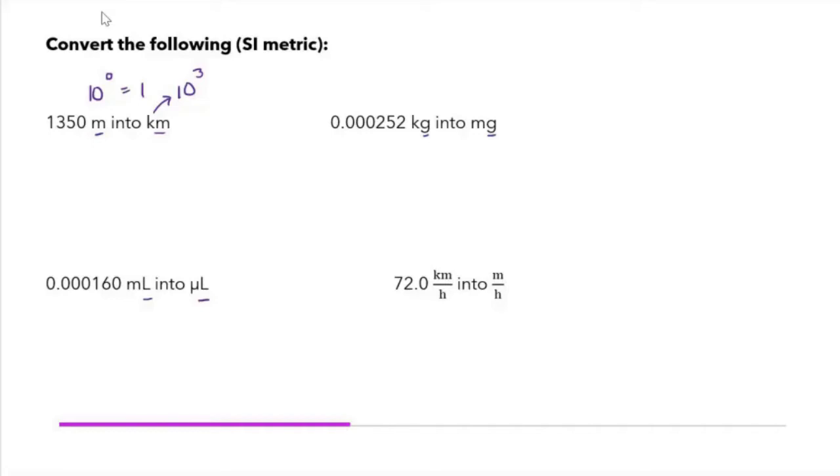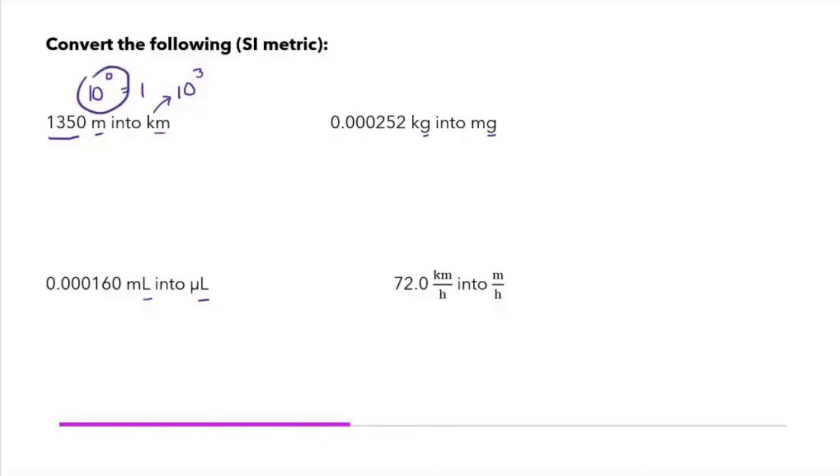Let's have a look at our table. Go back to our example. We're going from base unit to kilo, a smaller unit to a larger unit. So while right now we have 1,350 of the thing we're measuring, in this case meters, we're going to have fewer of those as we go to kilometers. So that means I'm going to write an answer that is smaller than 1,350. How much smaller? Well, that depends on how big our jump is.